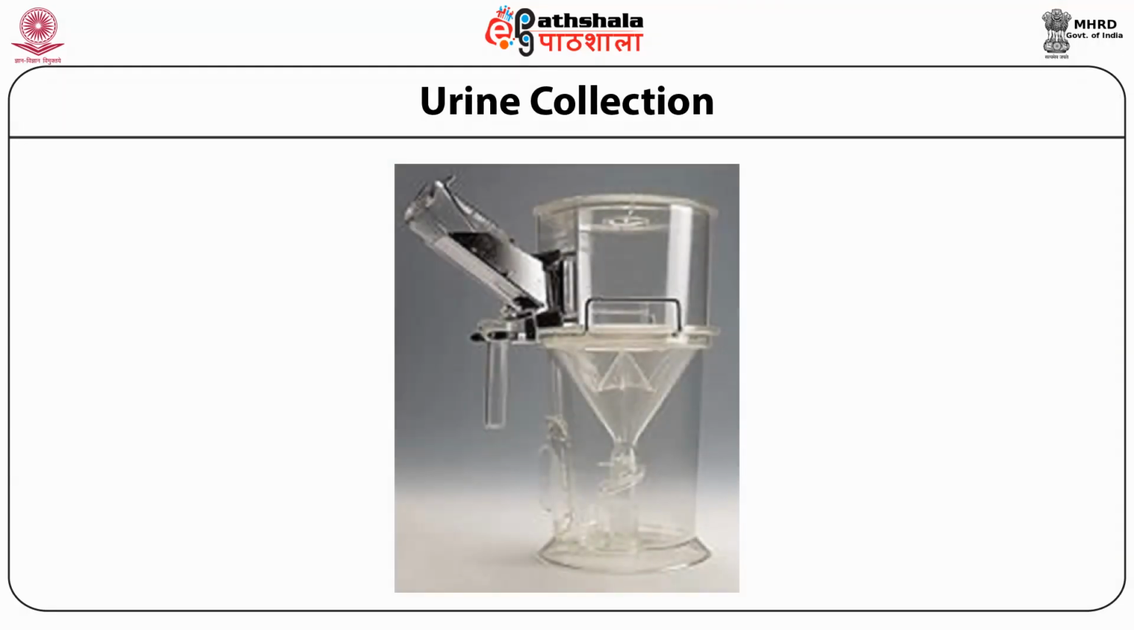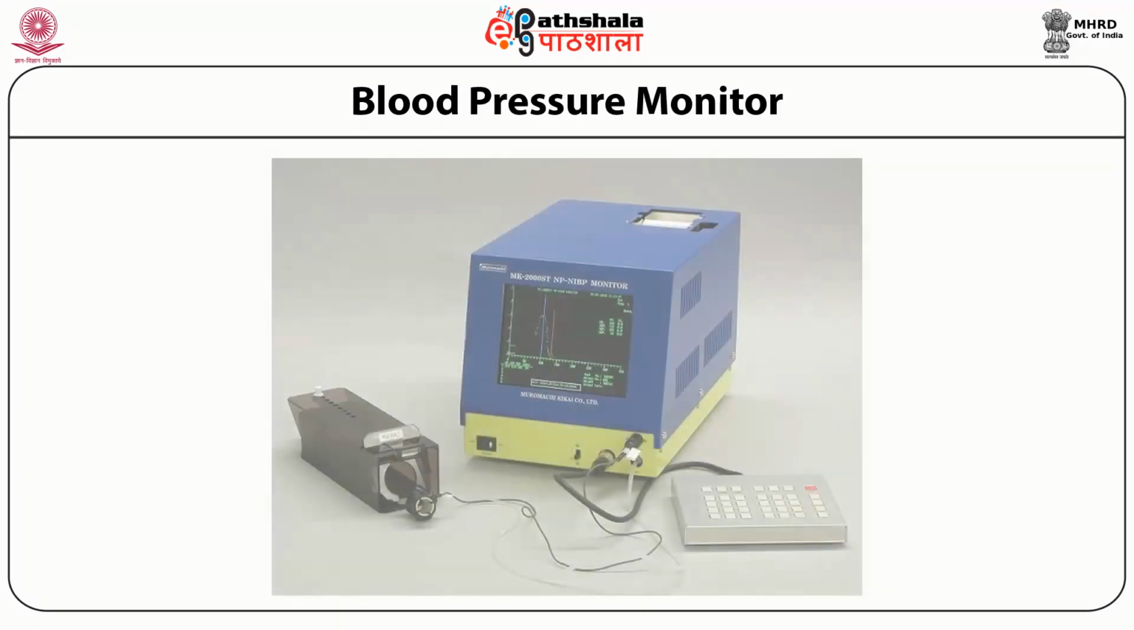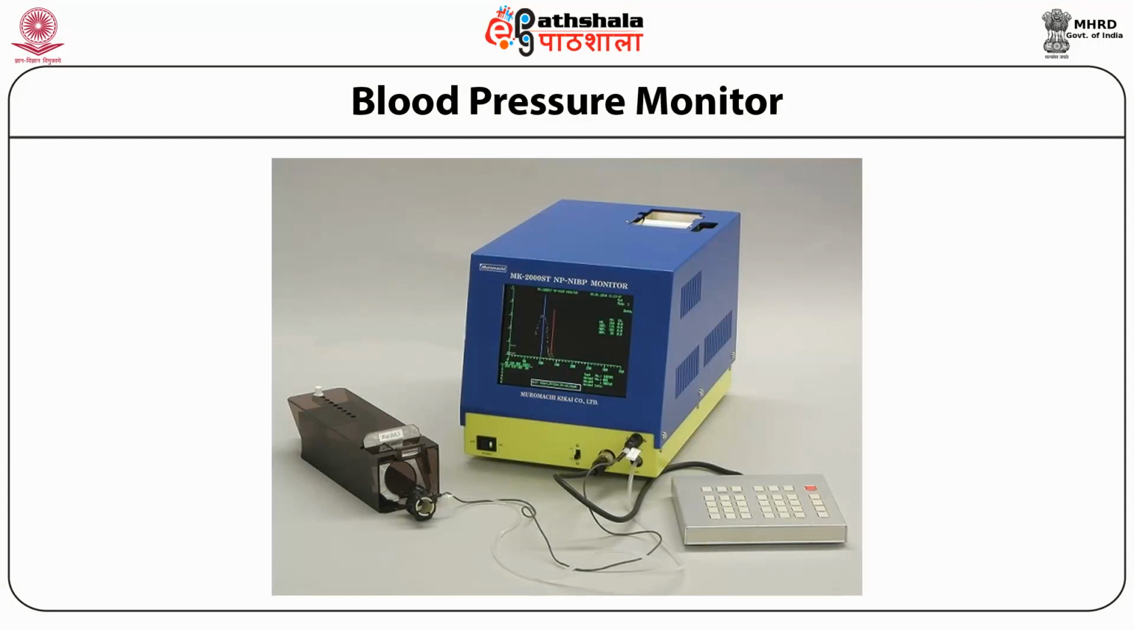This is a metabolic cage where we can collect urine from your mouse, and this is helpful for many metabolic studies and for other research. This is a picture showing how blood pressure is monitored in your mouse, and this instrument is available for research to carry out blood pressure measurement.